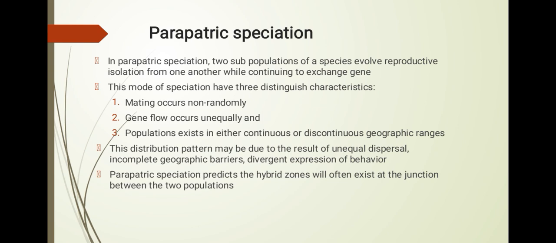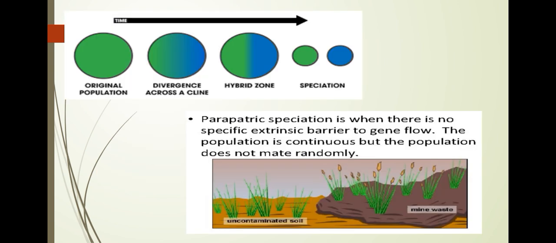So parapatric speciation predicts that hybrid zones will often exist at the junction between the two populations. Original population, divergence across a line, hybrid zone, speciation. Parapatric speciation is when there is no specific extrinsic barrier to gene flow. The population is continuous, but the population does not mate randomly. Uncontaminated soil, mine waste.